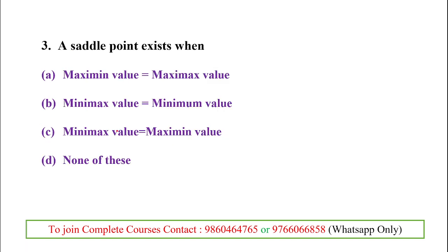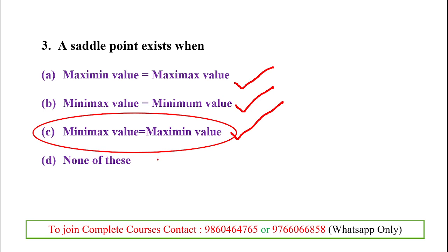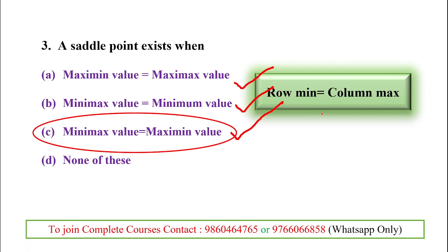And then a saddle point exists when, the options given are: maximin value equals maximax value, minimax value equal to minimum value, minimax value equals maximin value. The options look alike, but there are differences between them. The correct answer for this question is minimax value equals maximin value. And the minimax and maximin we can get from row min equals column max. So the minimum value from the row of the matrix equals the maximum value from the column, which forms a saddle point for a game.